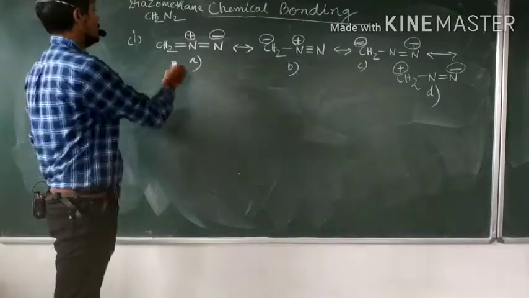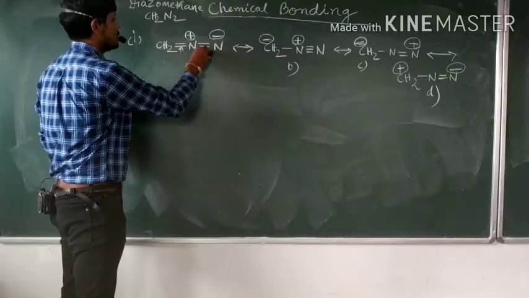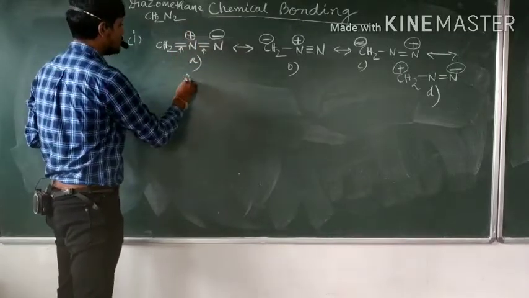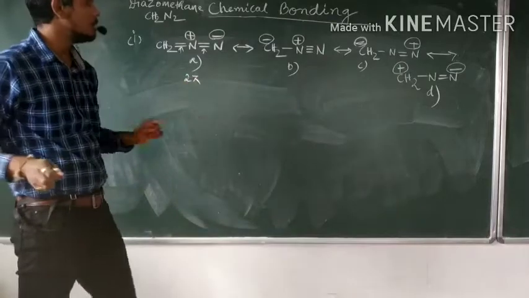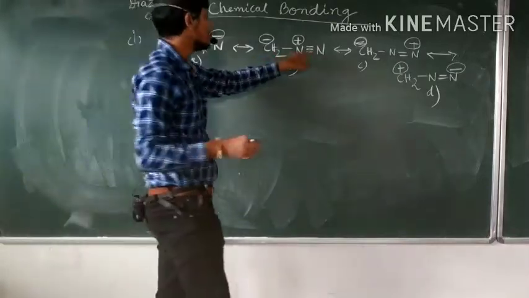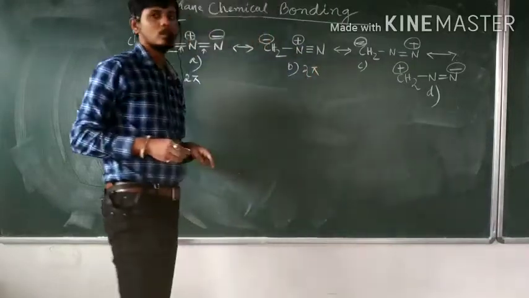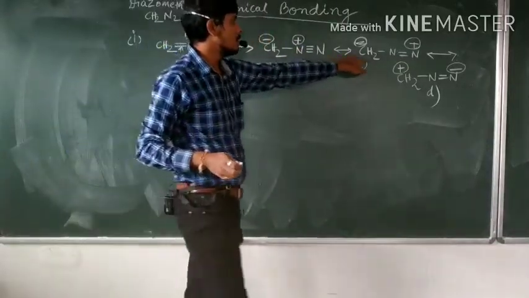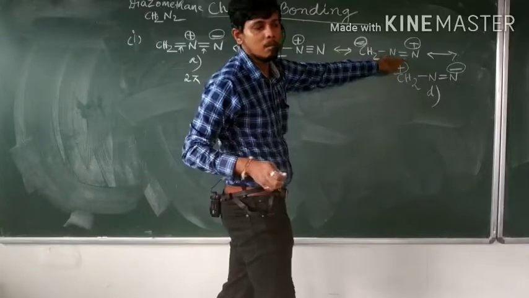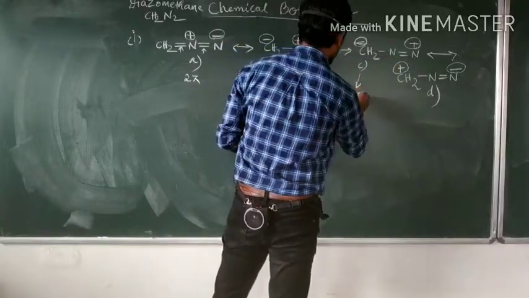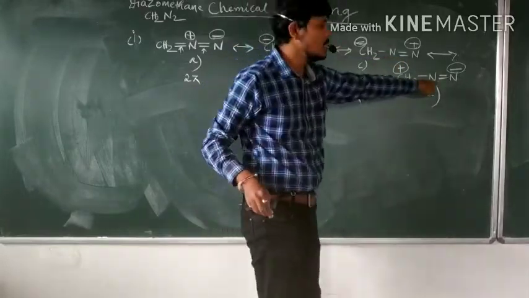First, here I have 2 pi bonds. Second, again a triple bond, so 1 sigma and 2 pi bonds. So here also we have 2 pi bonds. In C, I have only 1 pi bond, and in D also I have only 1 pi bond.